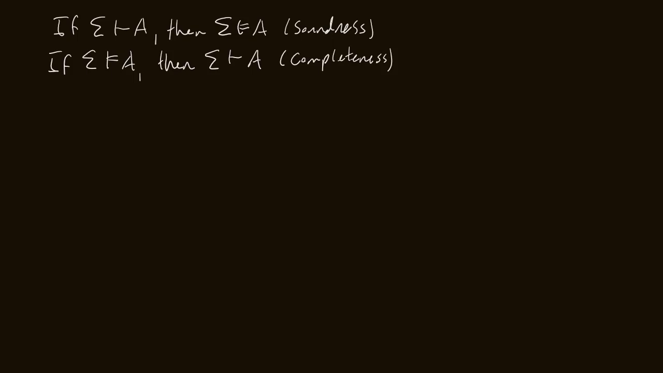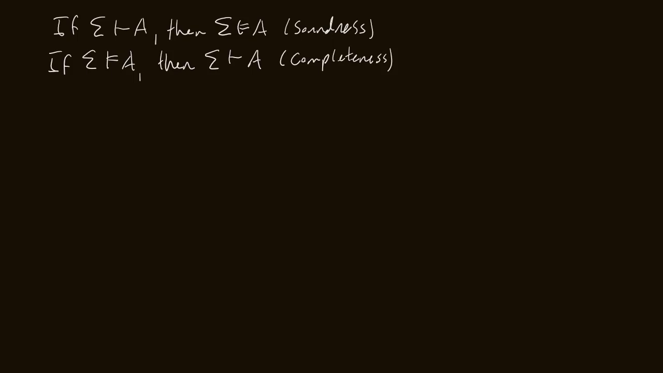So what soundness guarantees us is that the gun will only go off when someone is speeding, meaning we'll have no false positives, right? We will only catch speedsters. However, that doesn't guarantee that we'll catch everybody, right? If I say this gun will go off only when someone's speeding, that doesn't guarantee that it'll go off every time someone is speeding.